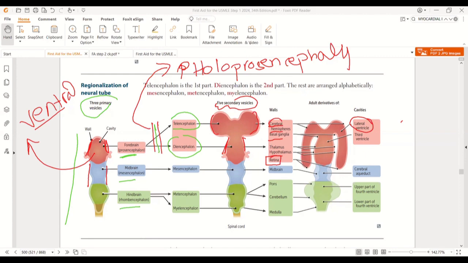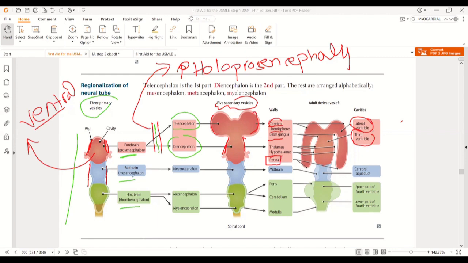What will be the cavity of the diencephalon? It is the third ventricle. What will be the cavity of the telencephalon? It's the lateral ventricle. So these things, wall and cavity, are again an important step, right? You have to cram which wall of the telencephalon gives rise to cerebral hemisphere and basal ganglia.